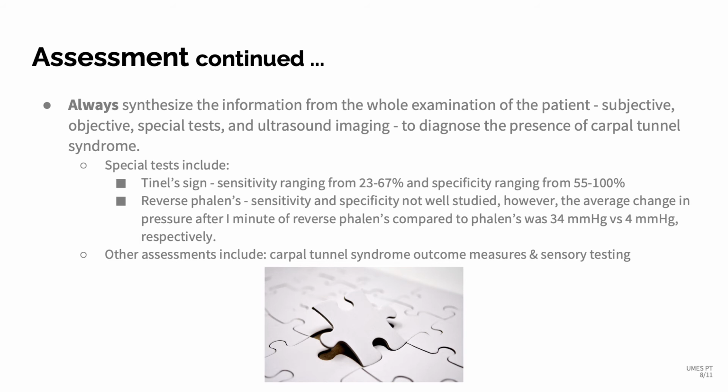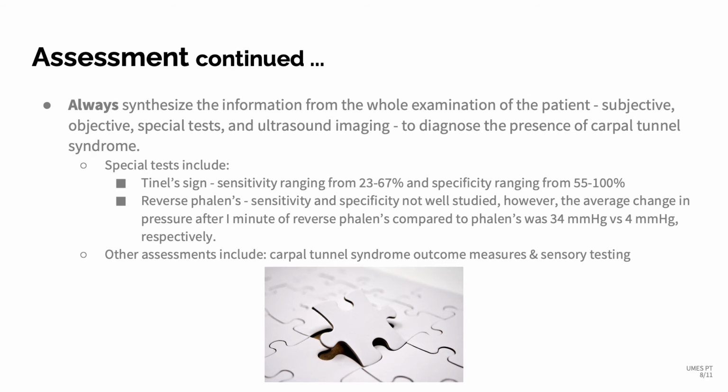Even though we just talked about all of these different thresholds for diagnosing carpal tunnel syndrome using real-time ultrasound, we need to always synthesize the information from the whole examination of the patient. We don't want to just take one part of the puzzle piece. So we need to take subjective, objective, special tests, ultrasound imaging, all of these together to diagnose the presence of carpal tunnel syndrome. Some of the special tests we did was Tinel's sign, which has a sensitivity ranging from 23 to 67% and a specificity ranging from 55 to 100%.